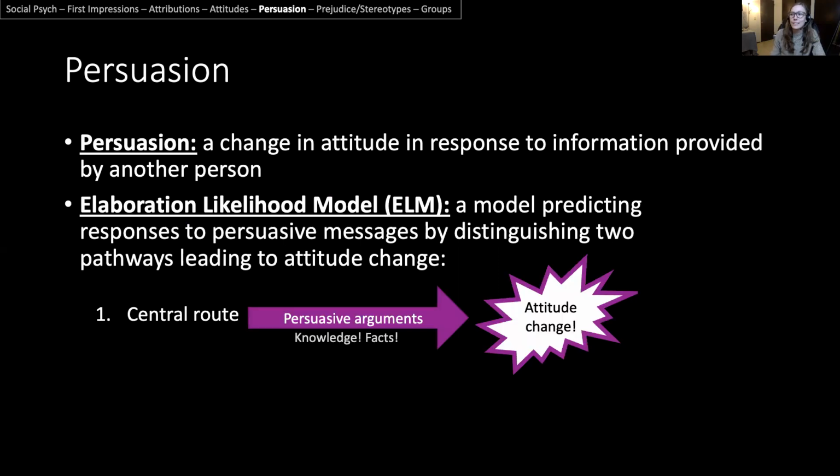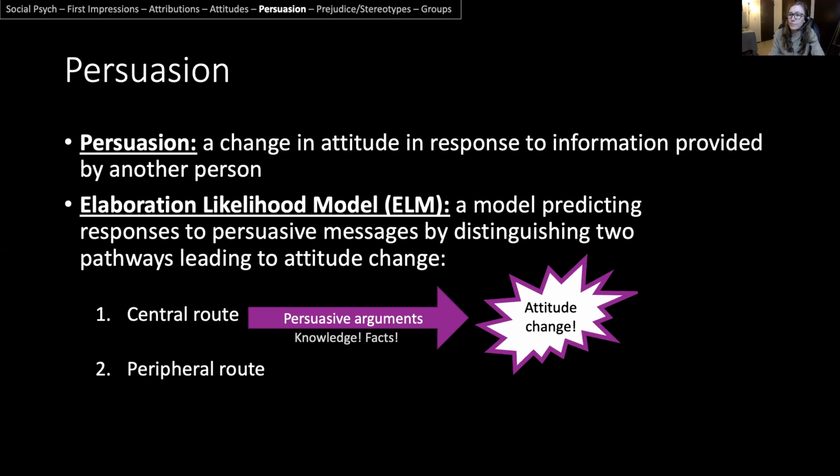This relies on things like critical thinking about what the person is actually saying, the content of their argument. It involves knowledge and facts, and information is persuasive because of the argument itself. So for instance, if I want to convince you to wear a mask, I might use scientific studies or statistics or things about the mask itself to say, hey, this is why you should wear a mask.